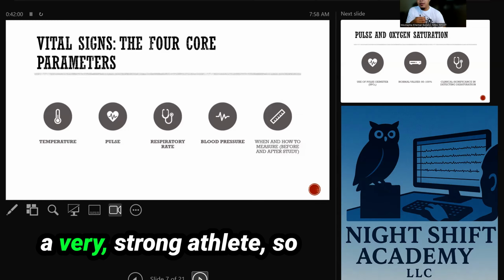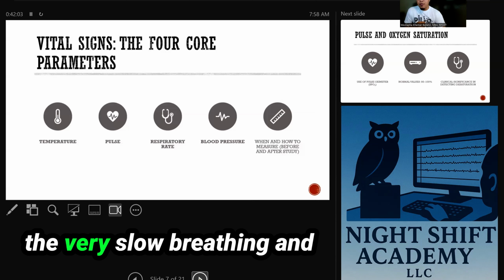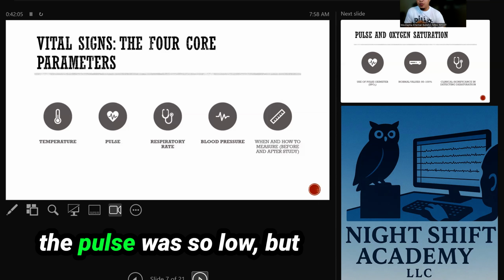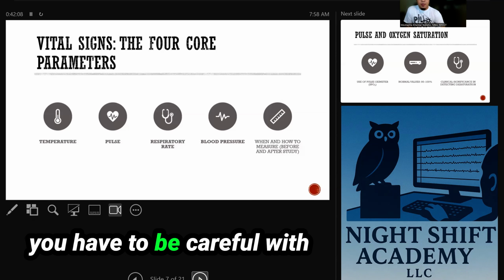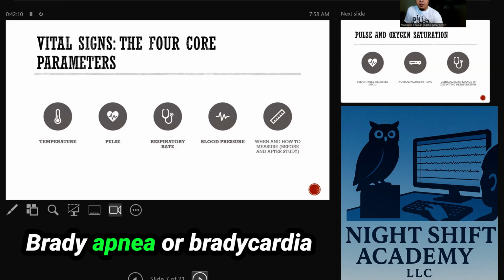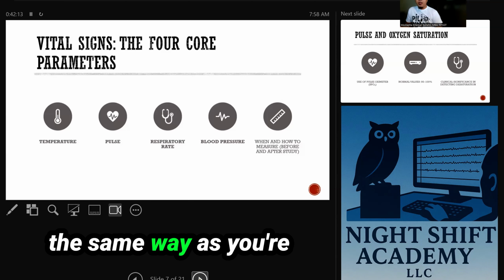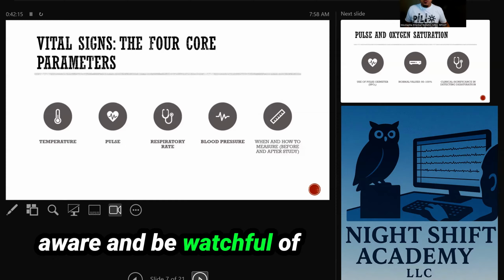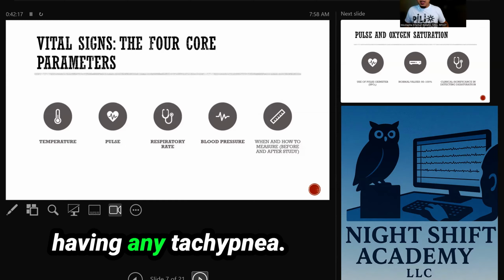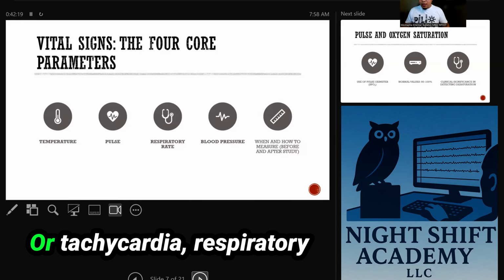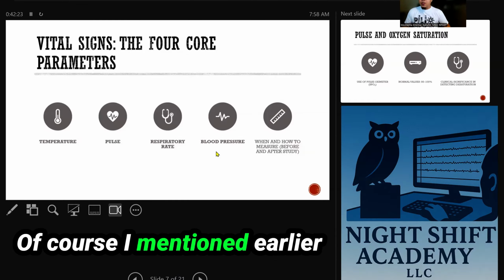The patient was a very strong athlete, so the breathing was very slow and the pulse was very low. But you have to be careful with bradypnea or bradycardia, the same way as you're aware, and be watchful of having any tachypnea or tachycardia. Respiratory rate, blood pressure, of course, I mentioned earlier.